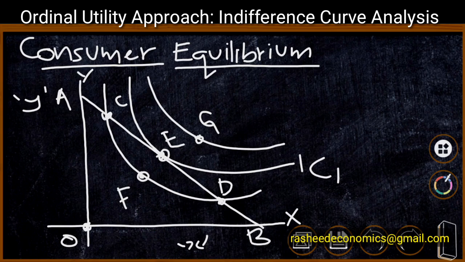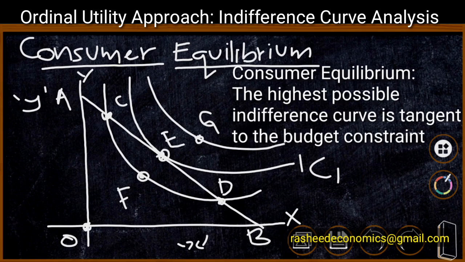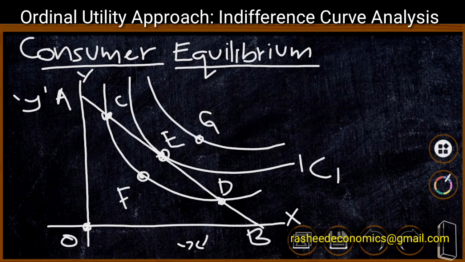This situation is the point of equilibrium. Therefore, point E is the point of equilibrium, where the highest possible indifference curve is tangent to the budget constraint. The highest possible indifference curve tangent to the budget constraint is the point of consumer equilibrium. Here the consumer is selecting OM units of X and ON units of Y. By this, he has spent his entire income on the products X and Y.